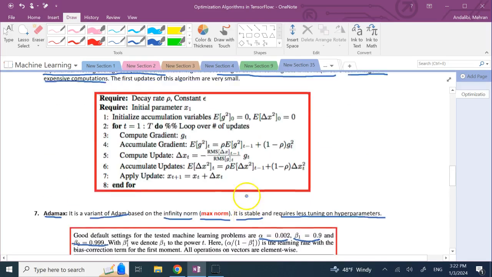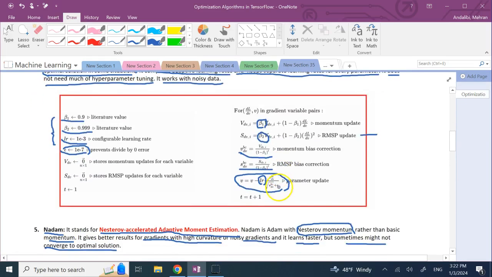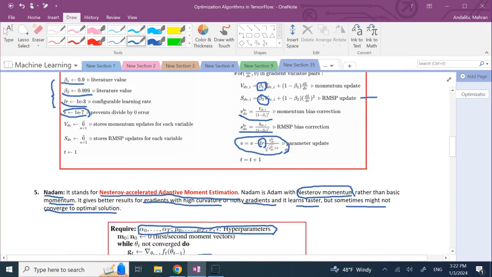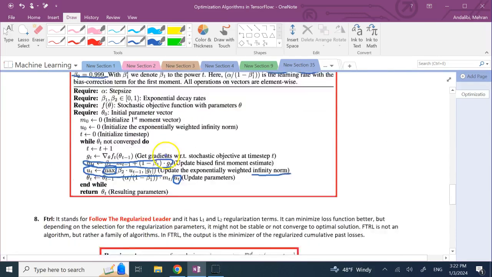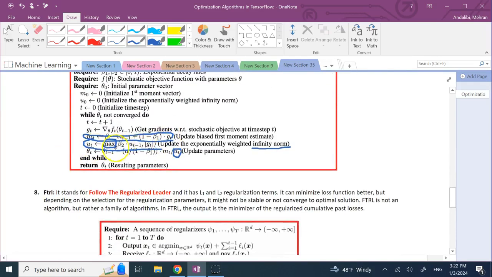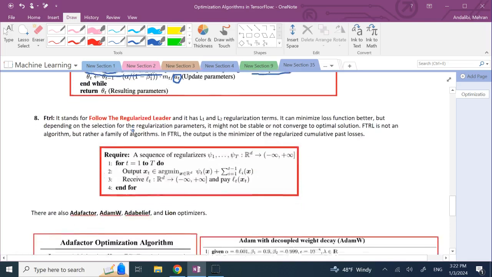Okay, so the only equation that is changed is this n equation in Adam, or this s equation in Adam. This equation is changed, and it is using a max or infinity norm of beta 2 times the previous max norm and the maximum value of what? The current gradient. Okay? So that's all it is. It's not really very complicated.